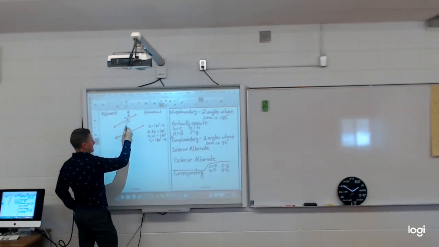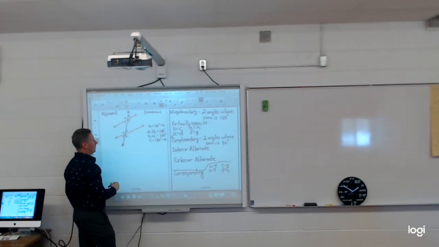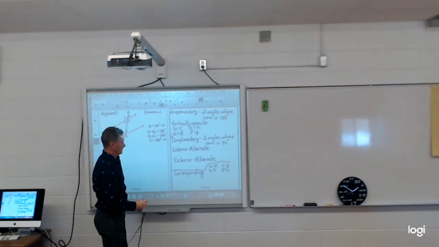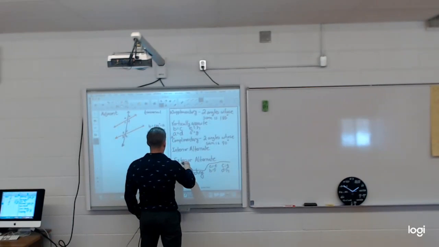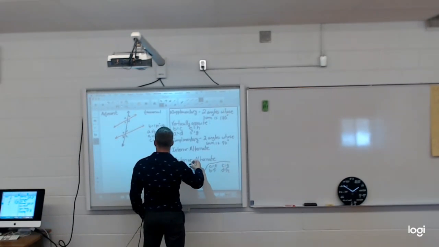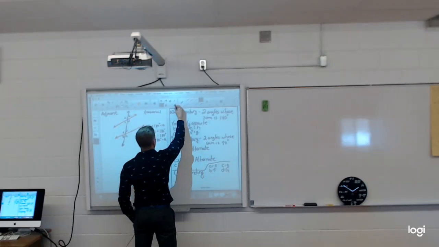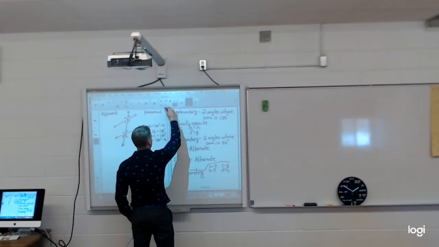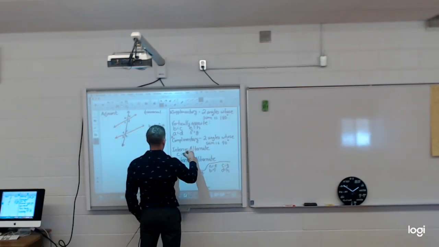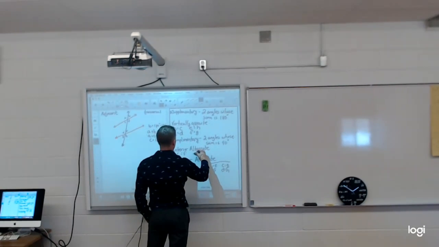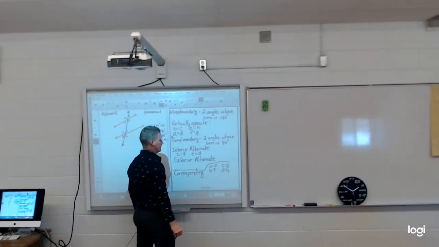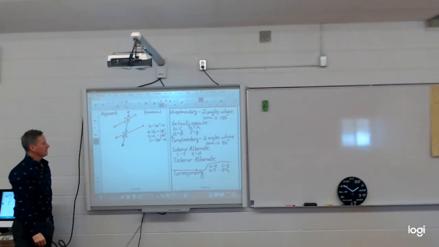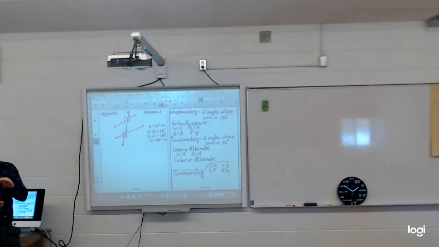So, B and D. C and F, and B and G. No, E and D. So there's only 2, C and F. Oh, those are interior, right? Good call. So that's C equals F and E equals D. They're on the interior of the parallel and they're on alternate sides of the transversal. Okay?